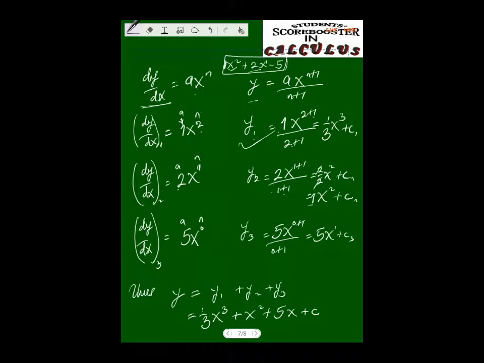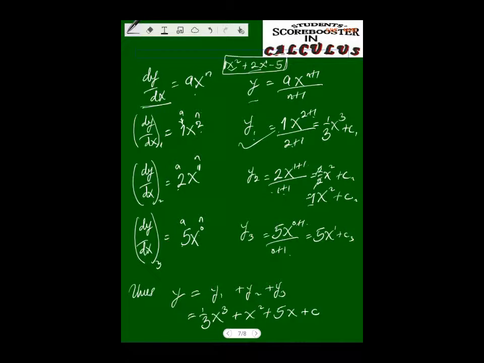So the third term is dy dx, third term, equals 5x raised to power 0. Because anything raised to power 0 is 1. So my a is 5, my n is 0. So if I come here, I'm going to have 5x raised to 0 plus 1 over 0 plus 1. And that will be 5x plus c3.